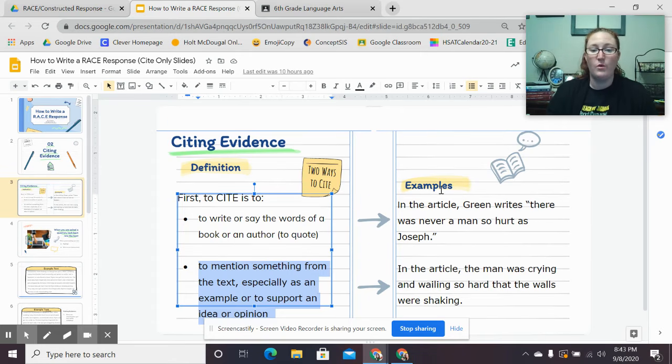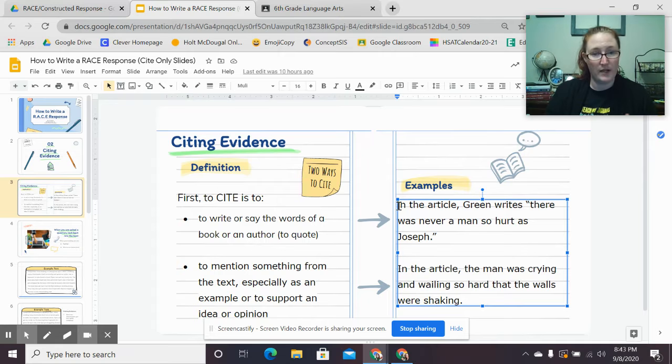Here's an example. When you are citing directly from a text, it would look like this. In the article, Green writes, notice the quotation marks because I'm quoting the author, "There was never a man so hurt as Joseph." Now here, where I just mention it, where I cite but I don't quote: in the article, the man was crying and wailing so hard that the walls were shaking. I'm not taking the words directly out of the text. I'm letting the reader know something that happened. So this is to cite, to take information out of a text and use it as evidence for what I'm writing. And there's two ways, quote and mention.